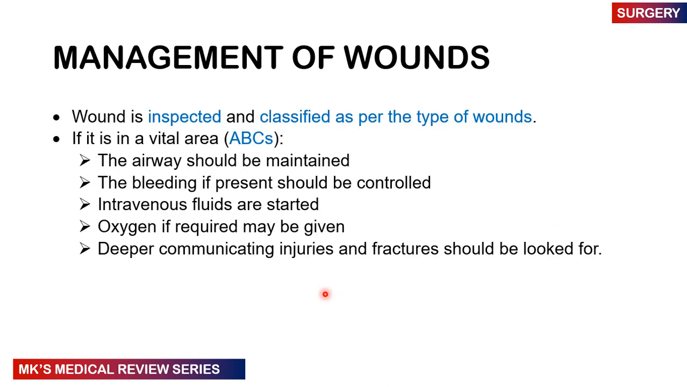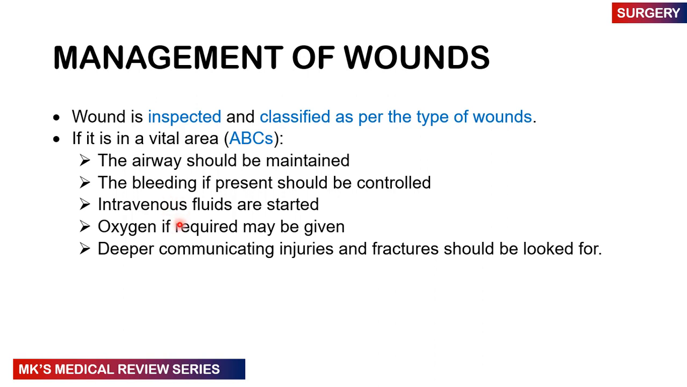How do we manage these wounds? Generally we want to inspect the wound and classify it according to our surgical classification. If it's in a vital area, do your ABCs. Ensure that the airway is maintained. If there's any bleeding, control the bleeding. Apply pressure, suture any blood vessels that are torn. If intravenous fluids are needed, give them. Then of course get blood if they need a blood transfusion. If they need oxygen, give them oxygen.